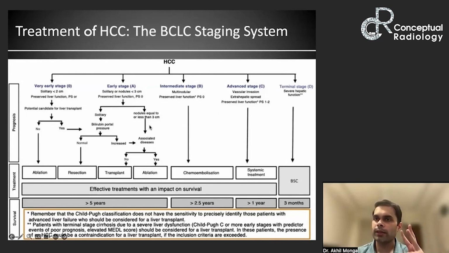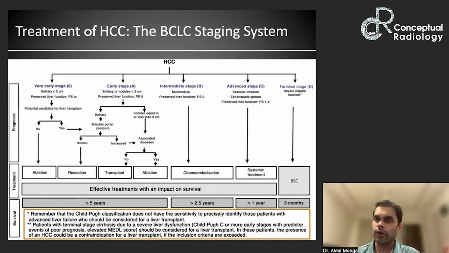Three things are important when we are discussing a liver tumor. We don't only look at the tumor, we look at the liver and we look at the patient. So there is a component of patient, liver, and the tumor. Whenever you see a staging, it says solitary tumor less than 2 centimeter, preserved liver function, and performance status. Liver function is mentioned, performance status of the patient is mentioned, and the tumor size is also mentioned.